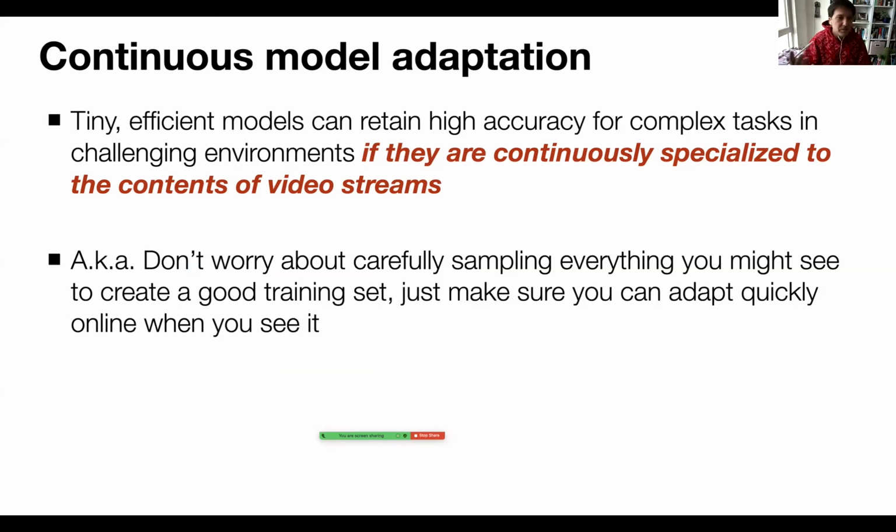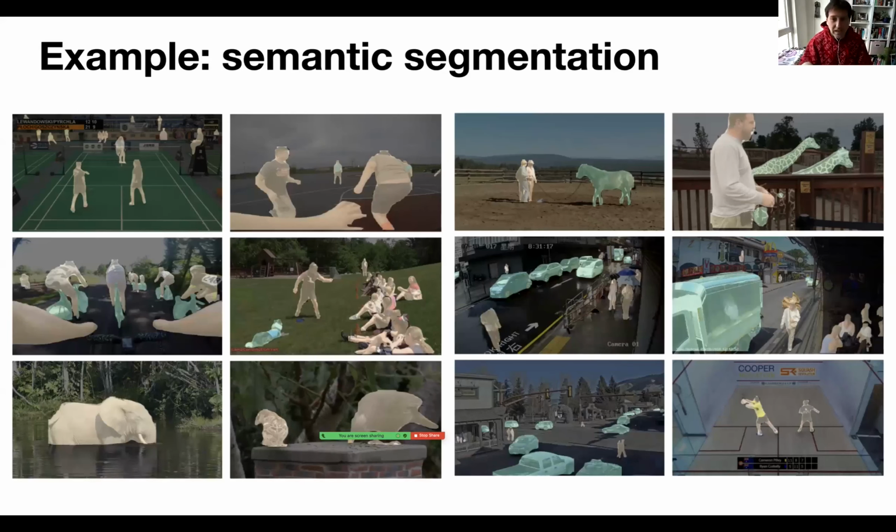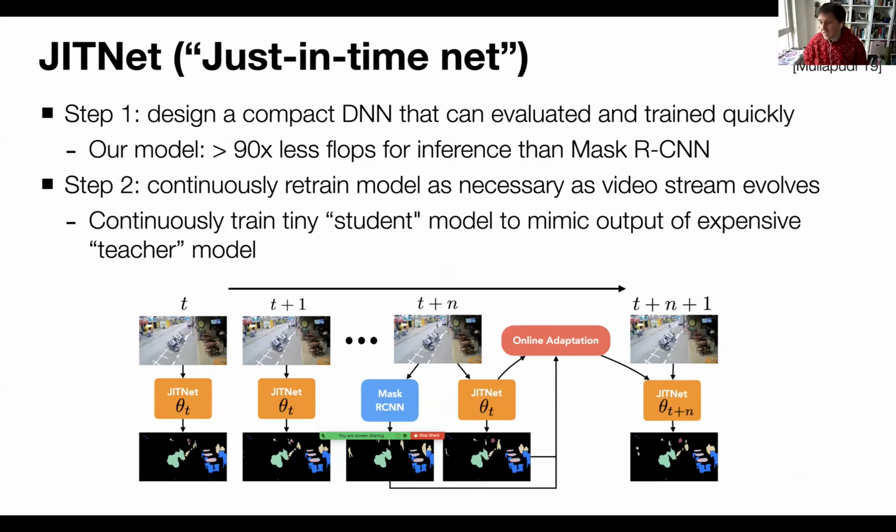So we did this for semantic segmentation, and outside of my group, some follow-on work by Deva is applying these ideas to object detection. For semantic segmentation, we called it JITNet, stemming from just-in-time compilation. We have a very tiny DNN that is engineered to be so tiny that we can train it on the fly. That tiny DNN is supervised periodically by a big expensive DNN, and just bumping the weights of that DNN is enough to keep it up to date, so it's producing accurate results.